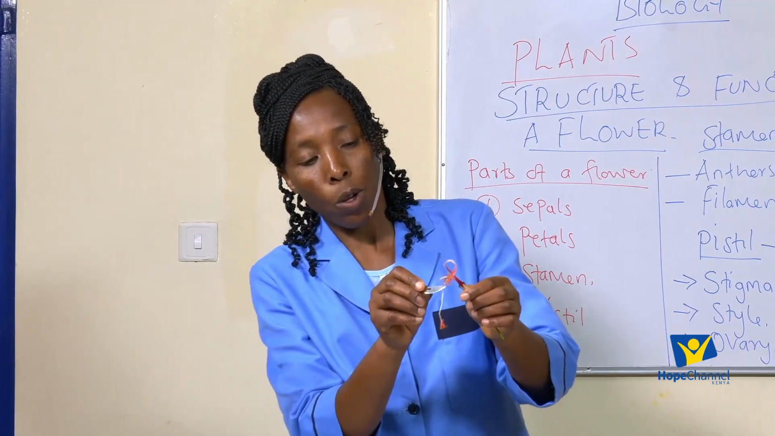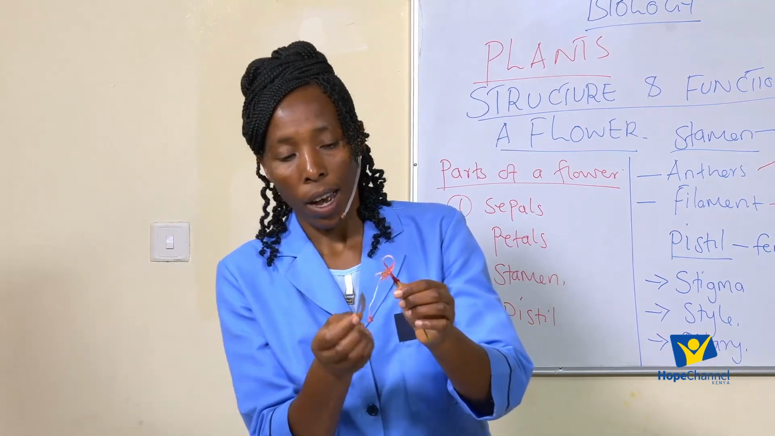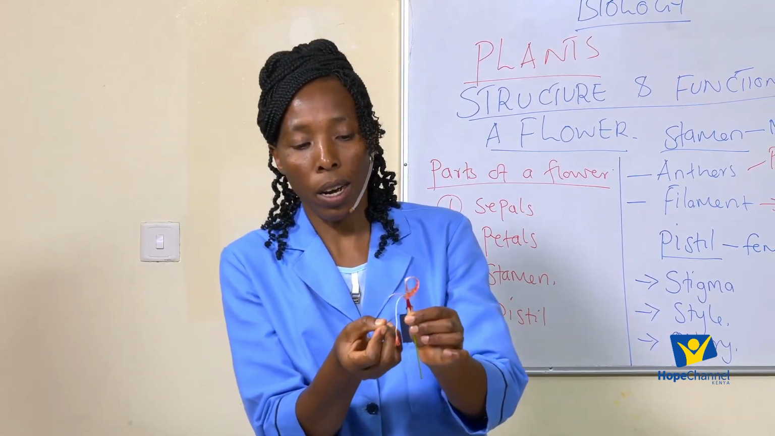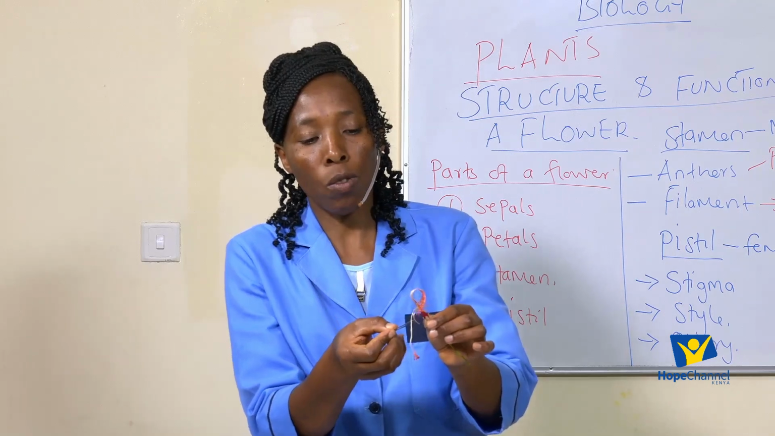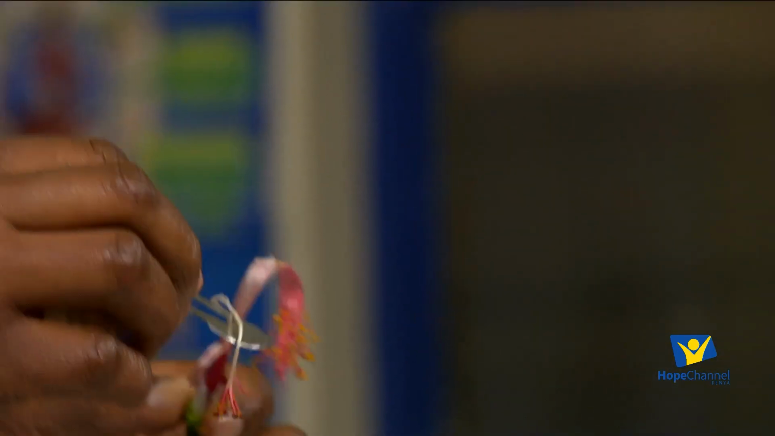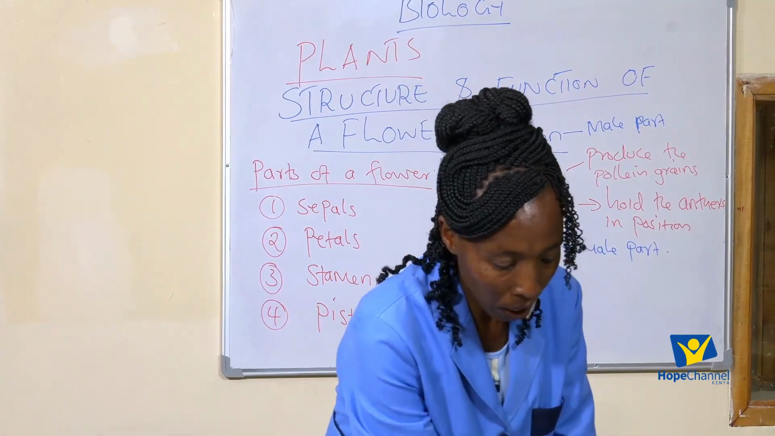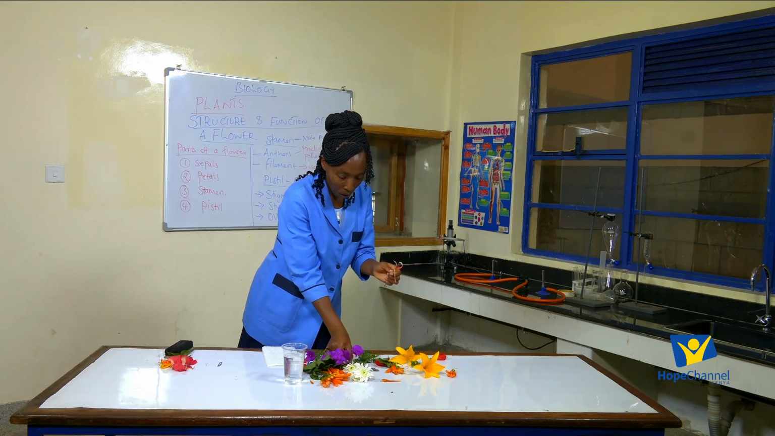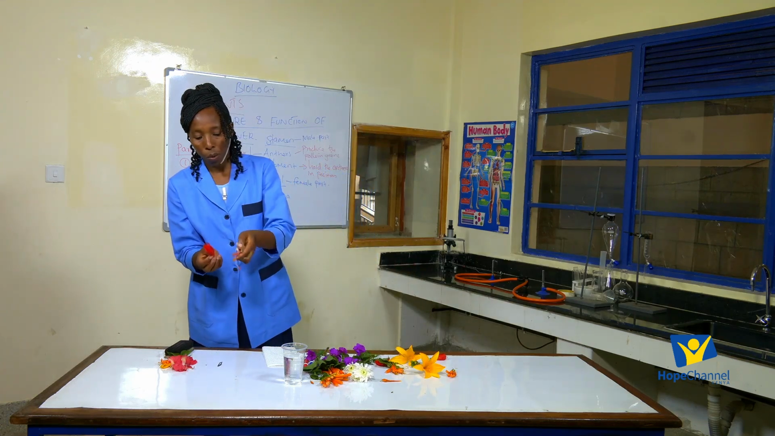So this is what we refer to as the style. And you can see the style is very weak, but being enclosed in those tissues, it is able to expose the stigma so that pollination can take place. So I think for that you can check out with this.